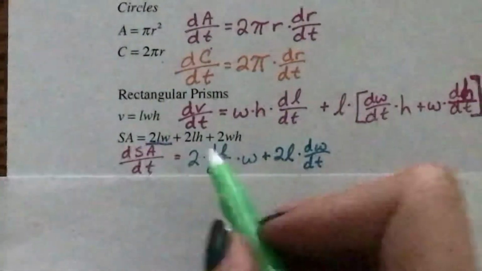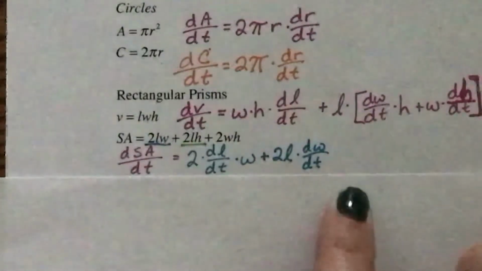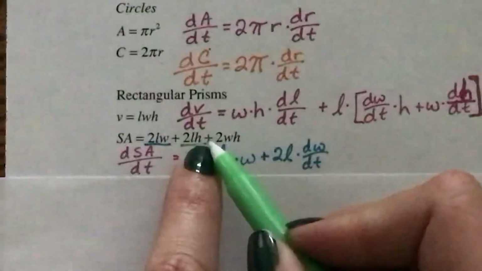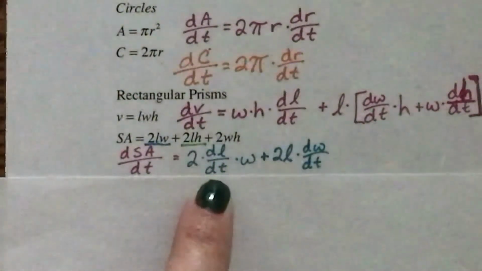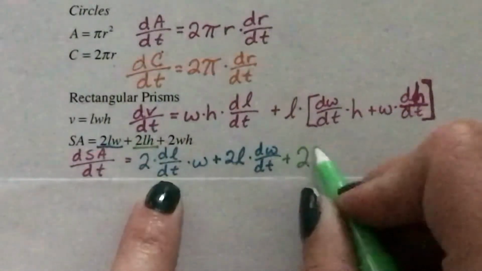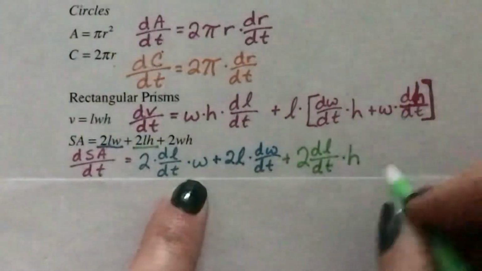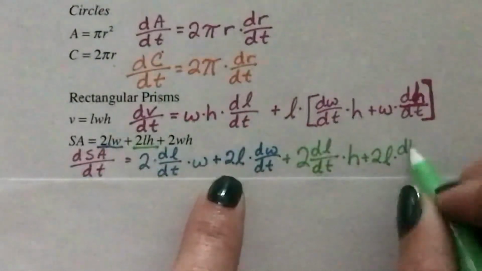Okay. Second term, 2LH. It will be the exact same stuff, except everywhere there was a W, there's now going to be an H, right? Because all the L's were the same and the 2's were the same. Okay, so it's plus 2 dL dt times H plus 2L times dH dt.